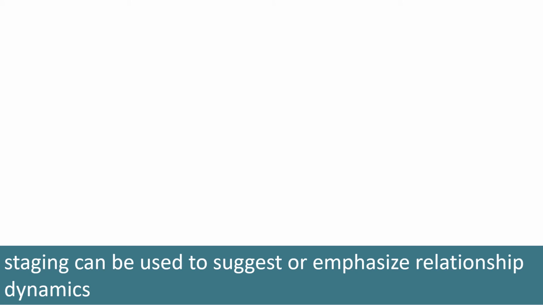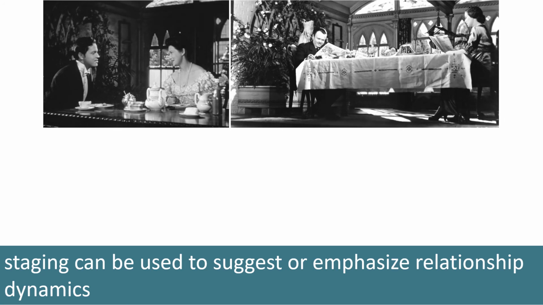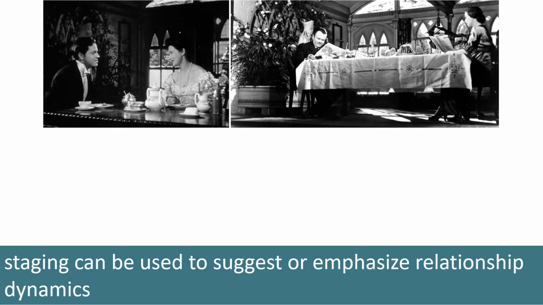One of the more common uses of staging is to either visually suggest or visually emphasize relationship dynamics between characters in the film. Probably the most famous example of this comes from the breakfast table montage in Citizen Kane, which shows the dissolution of Charles Foster Kane's first marriage over the course of several years, through a series of brief scenes of he and his wife having breakfast.